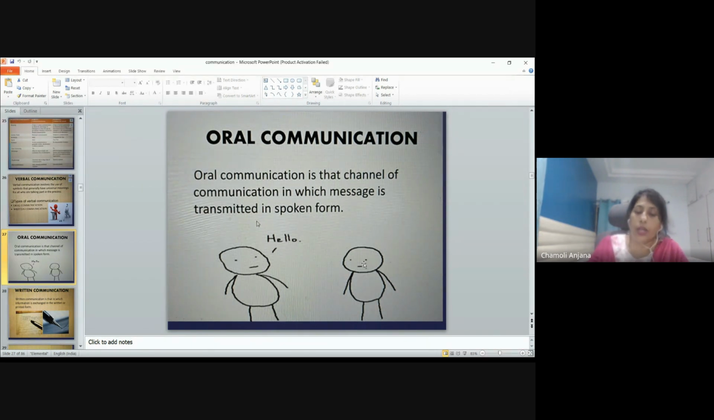And the problem with oral communication is that you cannot recall whatever discussions have taken place, because the human brain has a limitation. You can recollect or recall only some percentage of whatever you have heard through oral communication, because every human brain has its own limitation. So there the problem is.